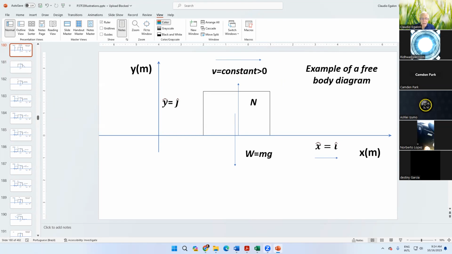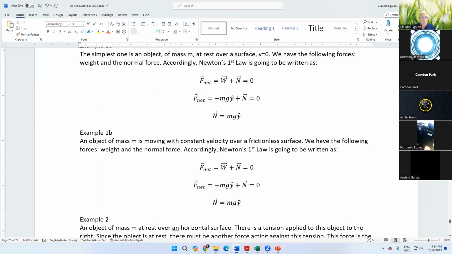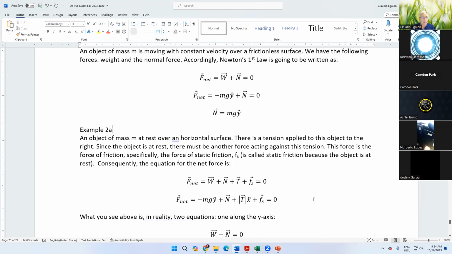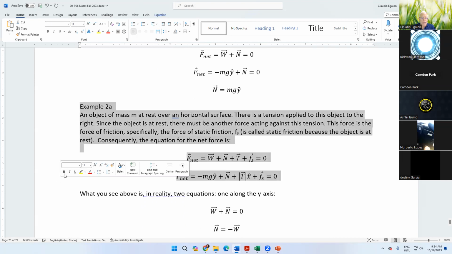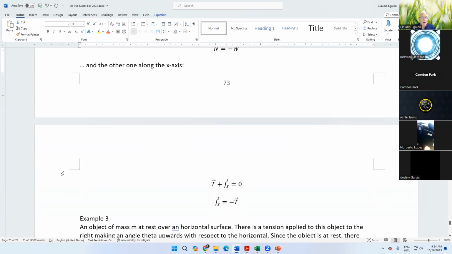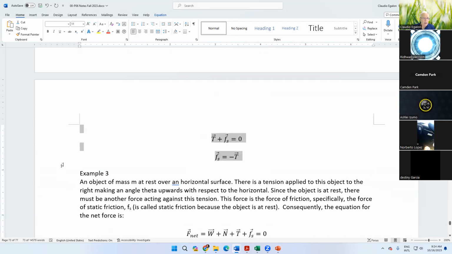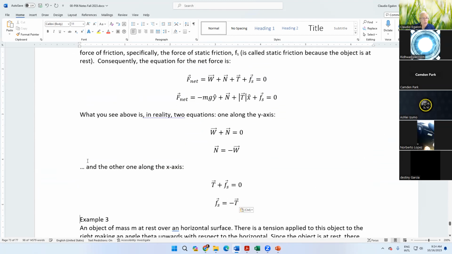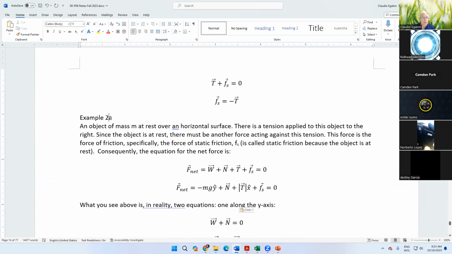For every one of those previous examples that we did, we can also have the case of an object moving with constant velocity. In this case, it doesn't change much. It's exactly the same thing. Here you go, 2A. There will be one change.